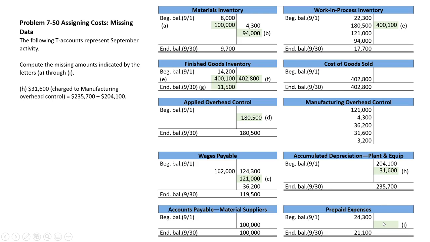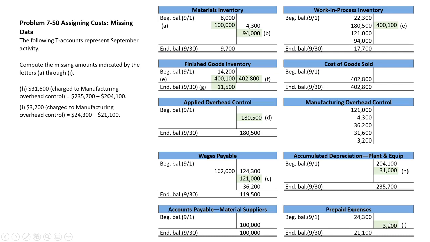The last thing that we need to do here is find our credit to prepaid expenses. Again, I can back into this by saying my debit beginning balance was $24,300. I need to have a resulting debit balance of $21,100. So I must have credited or subtracted $3,200 from this particular account. Again, thinking about, this could be related to selling general administrative, but on the other hand, do we notice the coincidence that this $3,200 also agrees with our debit to manufacturing overhead control?